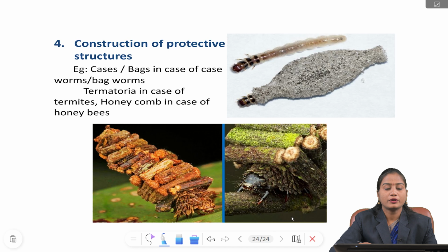Next, construction of protective structures. Insects collect different materials from plants, sticks, and construct protective structures around themselves, which helps to overcome adverse environmental conditions and also protects from natural enemies. So these are the various contributory factors responsible for the abundance of insects.